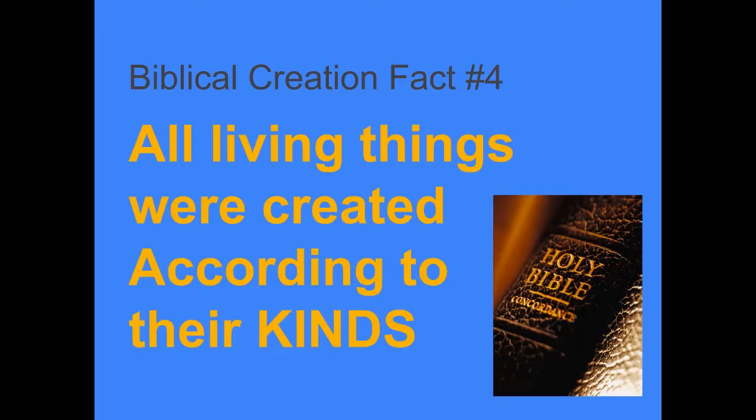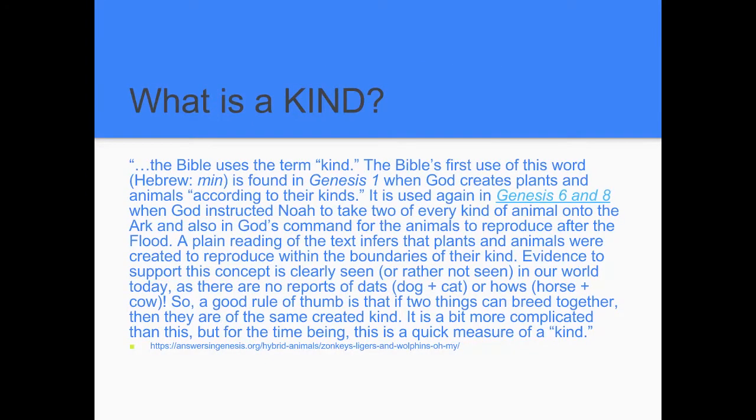Today we're starting with biblical creation fact number 4. All living things were created according to their kinds. What is a kind? Here is a short description of this from the good kids over at Answers in Genesis.